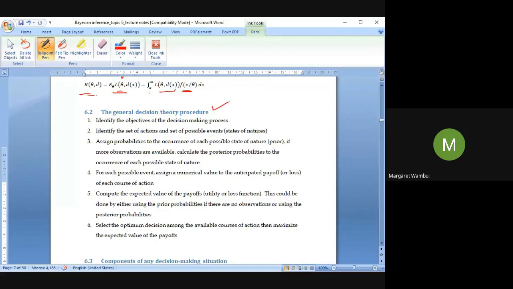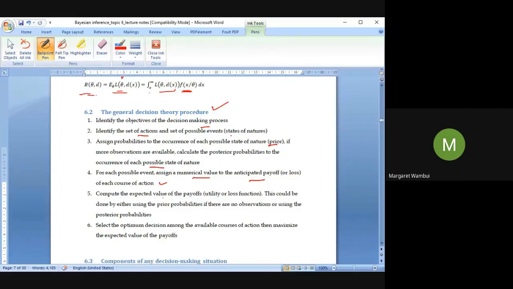Good. What is the general? This one we just go over it. It's very theoretical. The general decision theory procedure. 1, identify the objectives of the decision-making process. Number 2, identify the set of actions and set of possible events, that is states of nature. Number 3, assign probabilities to the occurrence of each possible state of nature, that is the prior probabilities. If more observations are available, then you can calculate the posterior probabilities to the occurrence of each possible state of nature. Then number 4, for each possible event, assign a numerical value to the anticipated payoff or loss of each of the course of actions.